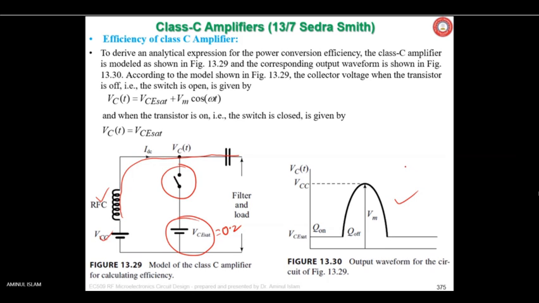According to the model shown, the collector voltage when the transistor is off, the switch is open, is given by vC(t) = VCE(sat) + Vm cos ωt. And when the transistor is on, the switch is closed, vCE(t) equals VCE(sat), 0.2 volt only.